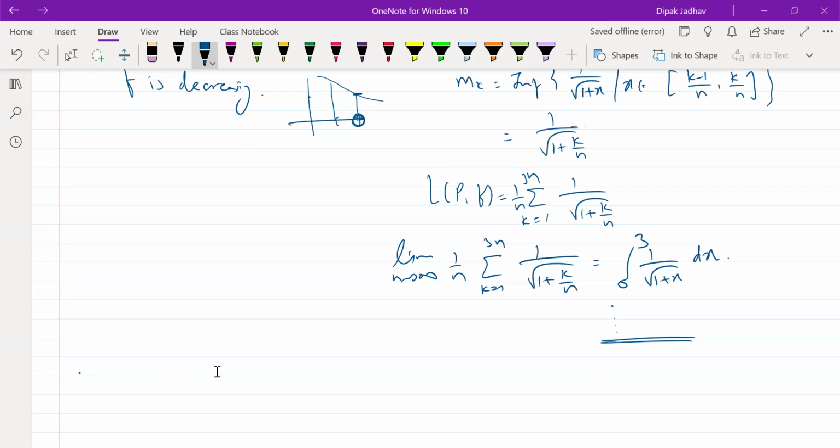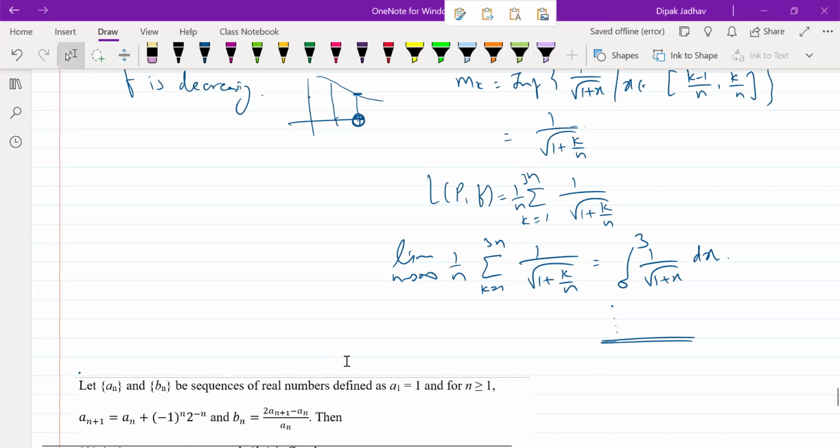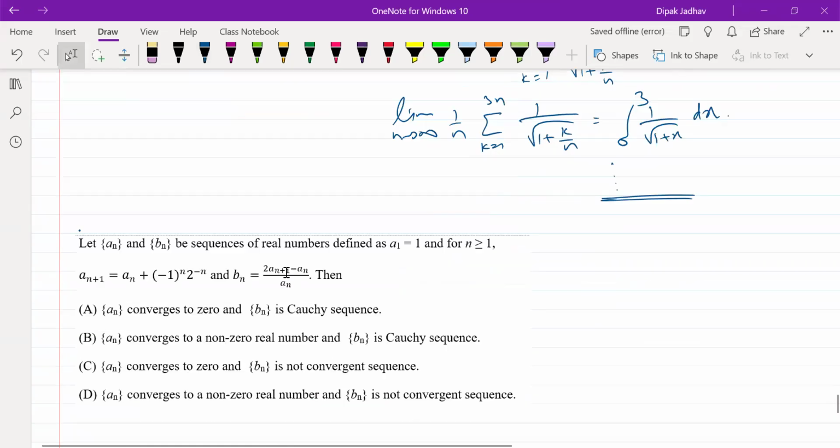Those who have finished can go for this sum. I hope it's easy now to go further. Okay, some of you got 4, some of you got 2, some of you got 11 by 5, some of you got 2.2, some of you got 21.5.